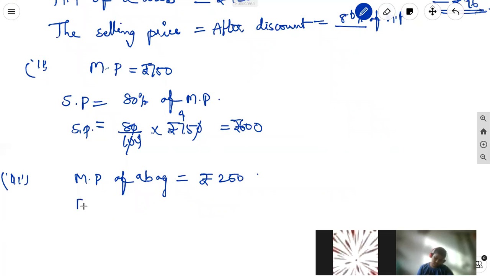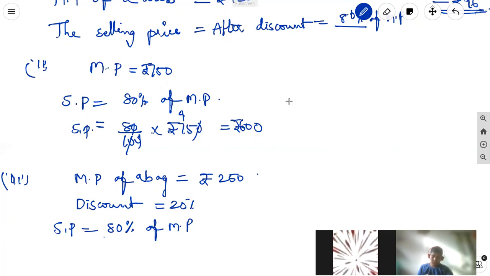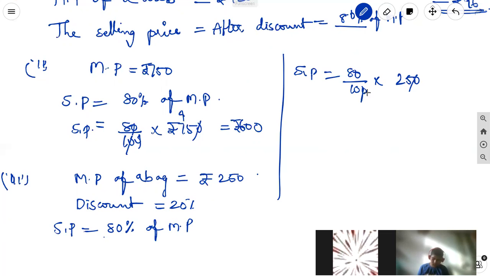How much discount? Discount equal to 20 percentage. What is the selling price? Selling price equal to 80 percentage of market price. What is the 80 percentage? That is, selling price equal to 80 by 100 into 250 rupees. Zeros cancel. 8 5s are 40, 8 2s are 16. 200 rupees is the selling price of the bag.